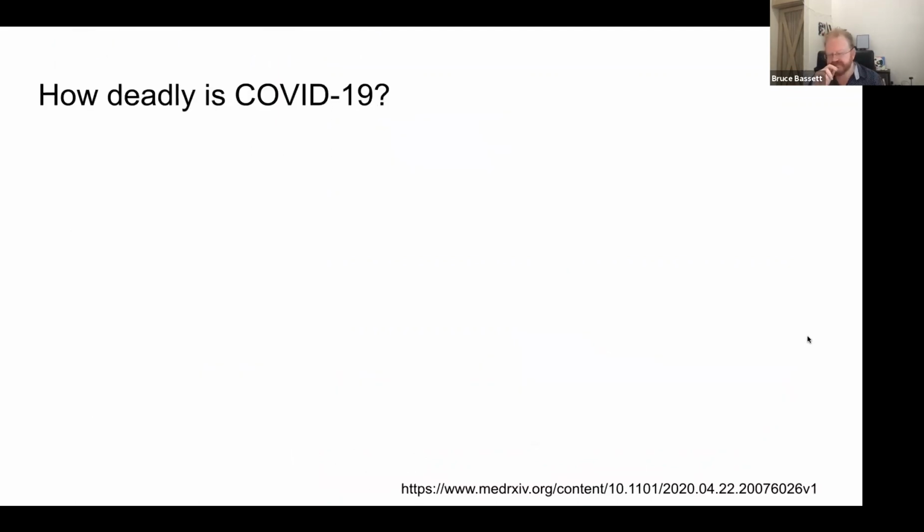So just a quick comment on how deadly COVID is. It's very difficult to estimate the fatality rate from COVID because we miss most infections. We miss many deaths, as we showed in South Africa.